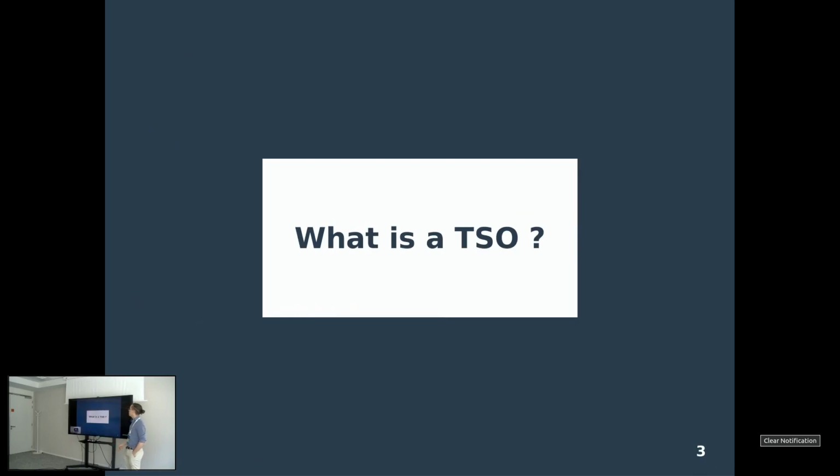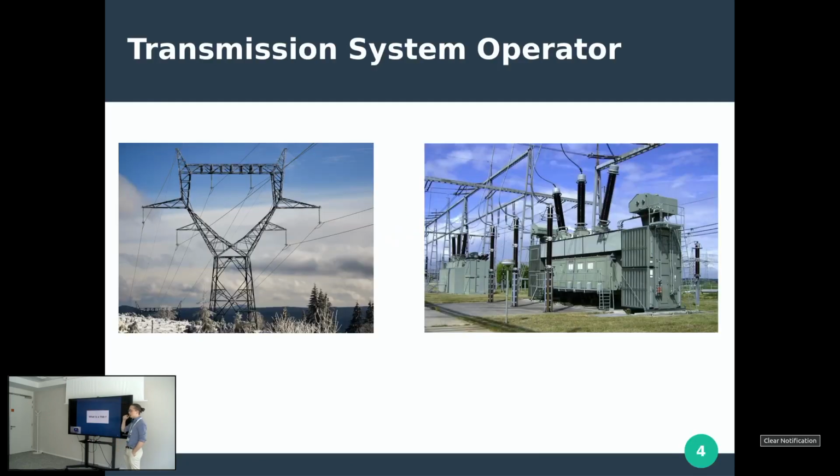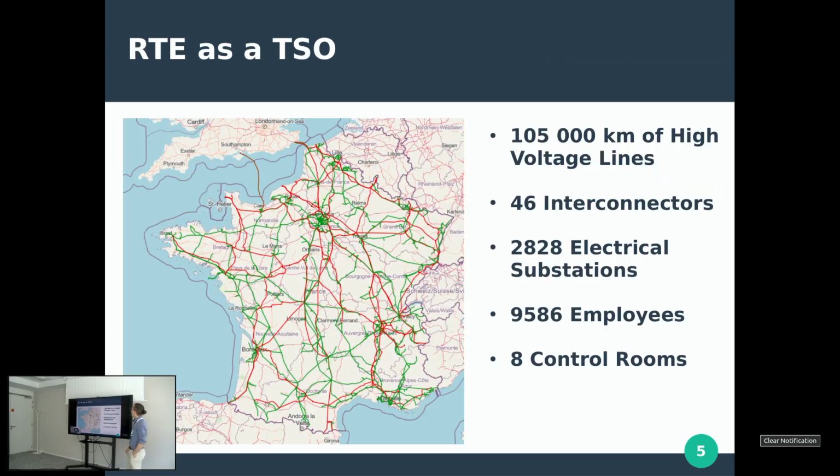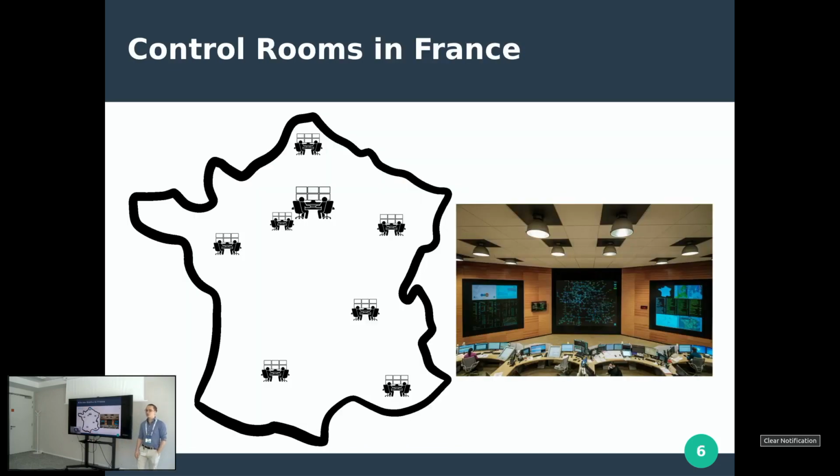So, a TSO is a transmission system operator. It is a company that is in charge of the high voltage lines and electrical substations across a region. RTE as a TSO, it is 100,000 kilometers of high voltage lines across the country. There is 46 interconnectors, those are the connections between countries, with the bordering countries. 2,800 electrical substations, close to 10,000 employees, and most importantly, 8 control rooms. Those are the main users of OpFab at RTE.